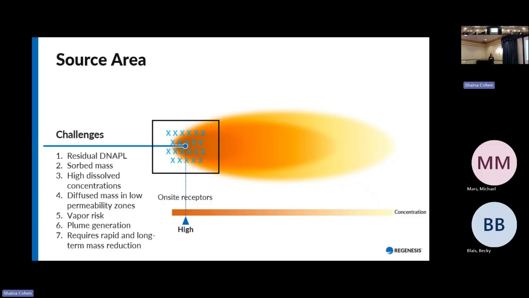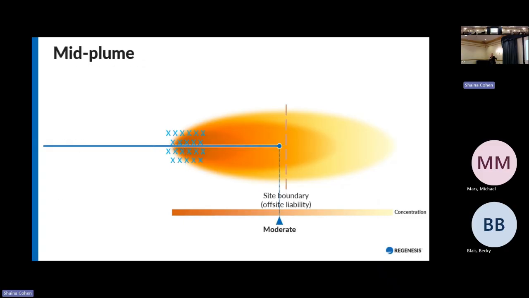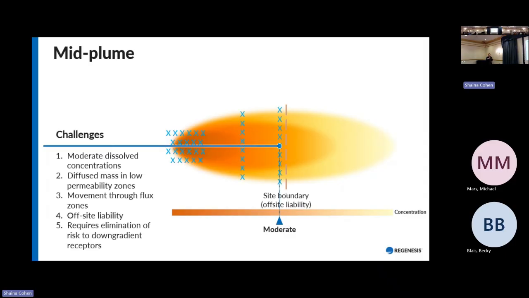So what we often see is this is where we would potentially implement this in a grid configuration. Versus as we go a little bit farther down gradient across our plume, maybe we're at the site boundary and our concern is more the offsite liability of this thing continuing to migrate. Then we're dealing more often with high levels of dissolved concentrations, but less likely to have NAPL or super high concentrations.